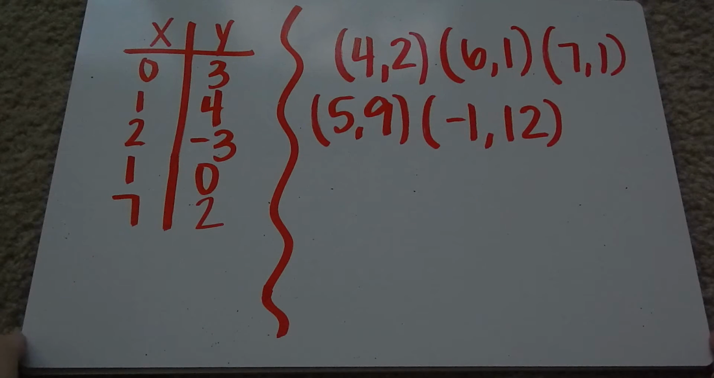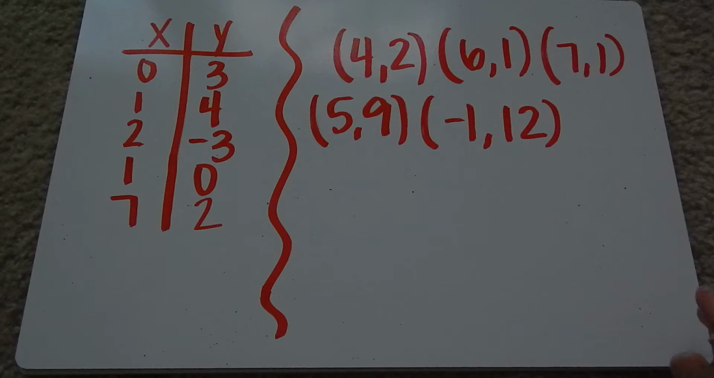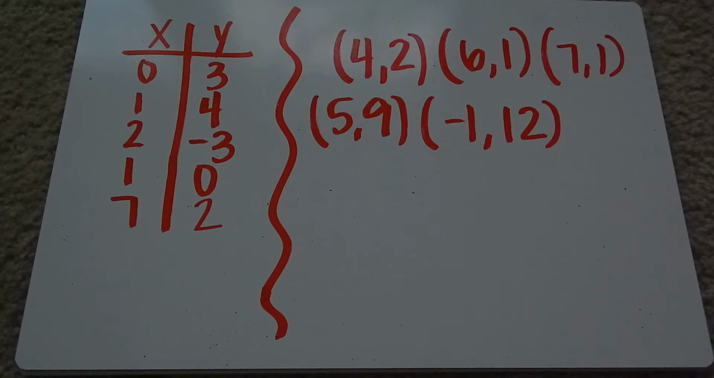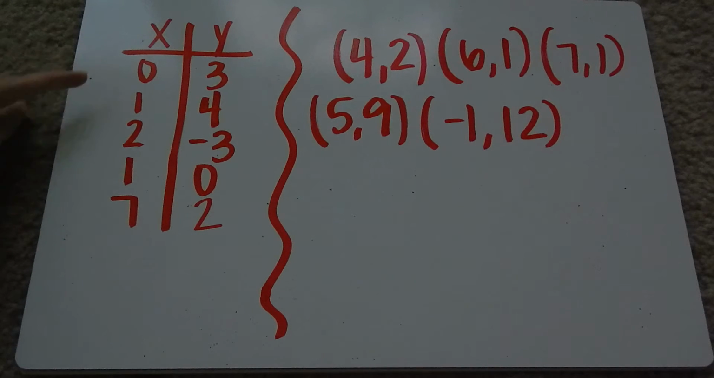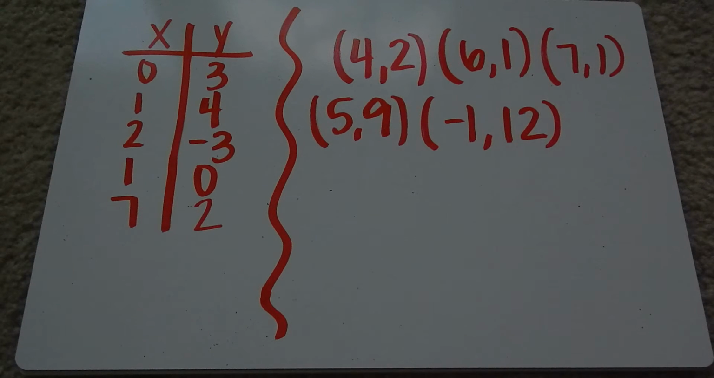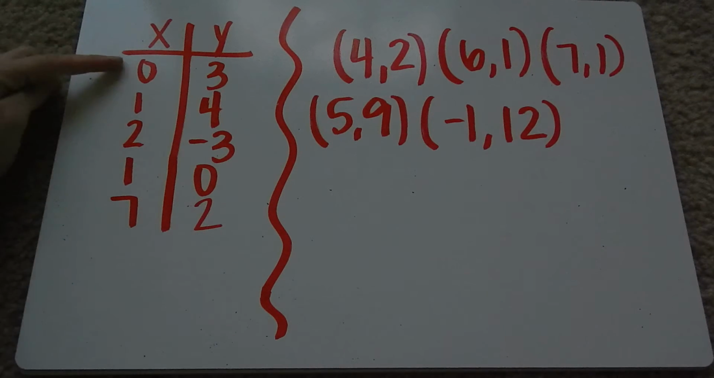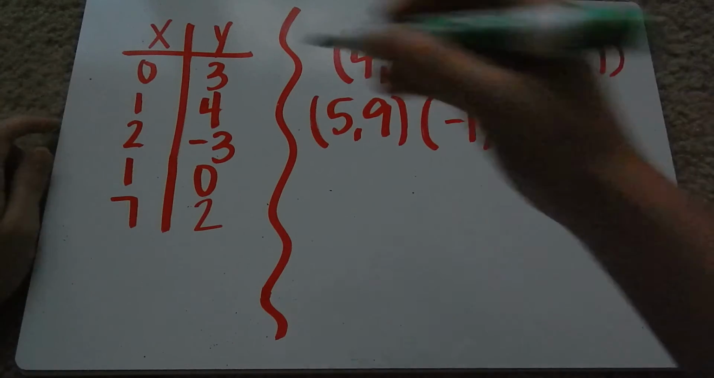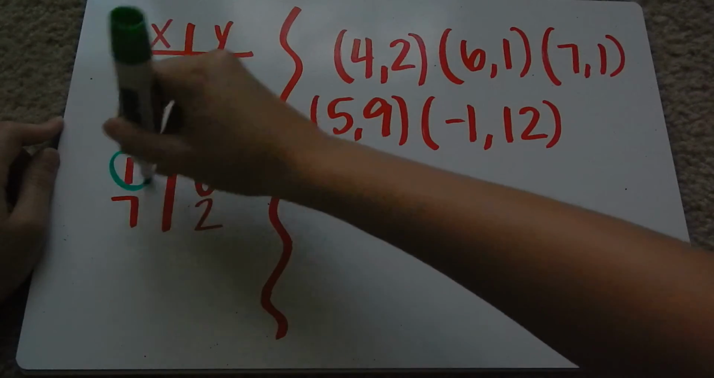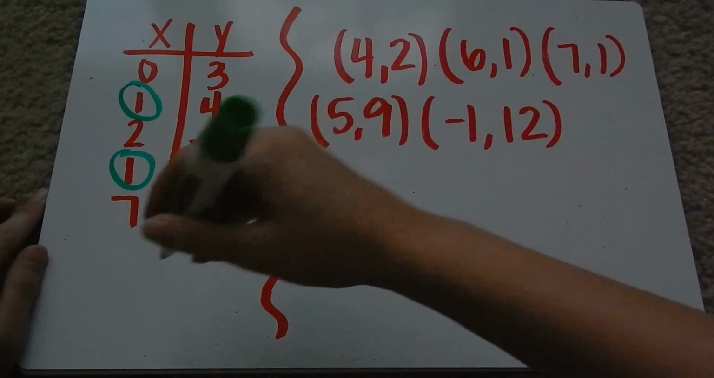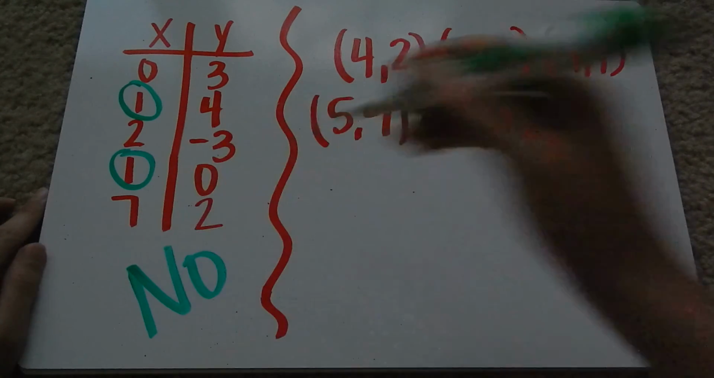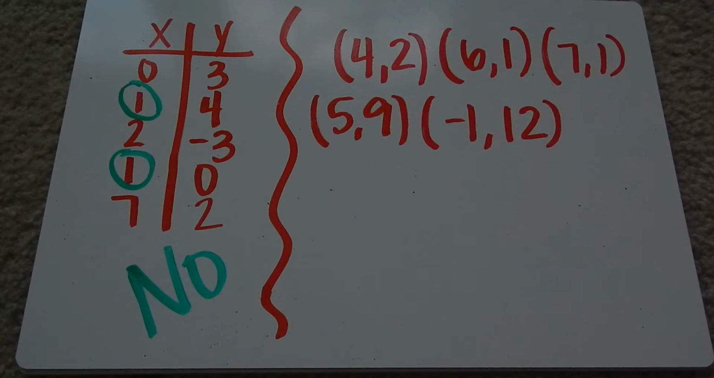Our last examples here, we have a table on the left and a set of points on the right. So let's first look at the table. Remember, x cannot repeat, so I just want to look through the x values to see if one of them repeats or not. So 0, that's the only one. 1, we have 2 of them, which means x repeats here, and so no, it is not a function.